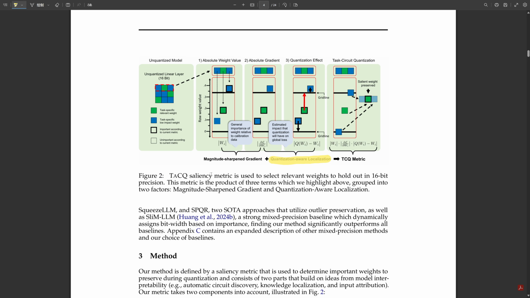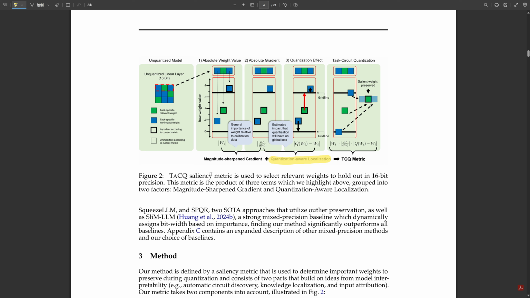So that's QAL. What's the other component? You said magnitude sharpened gradient, MSG. Yes, MSG. This provides a more general measure of a weight's importance, kind of independent of the quantization effect itself. It's adapted from techniques used to figure out which parts of an input are important for a model's decision. Okay, so how does MSG measure weight importance? It's simpler, actually. The formula is just weight value times gradient. So it looks at how big the weight's value is and how much impact it has on the loss. Right. The intuition is that weights that have both a large magnitude and a large gradient are generally pretty crucial for the network's function.